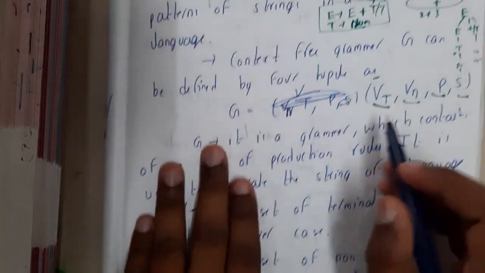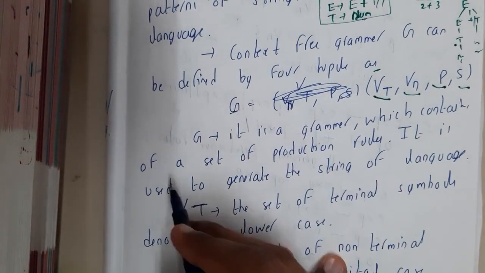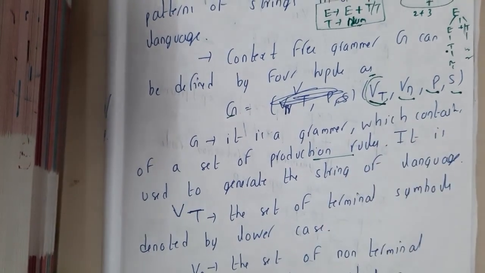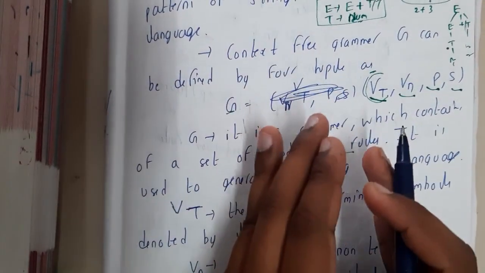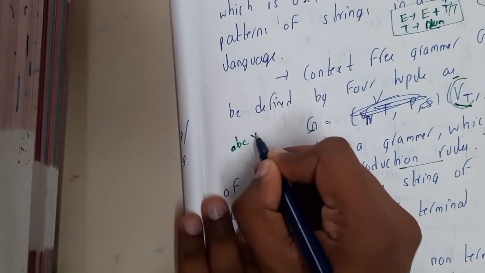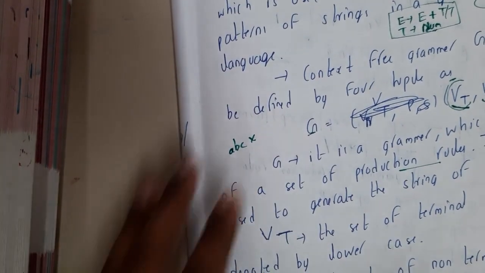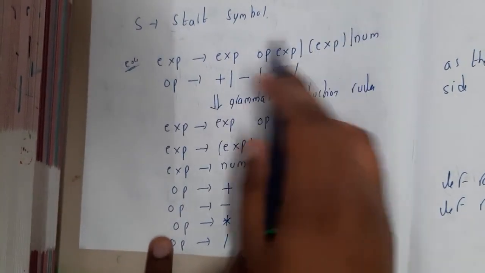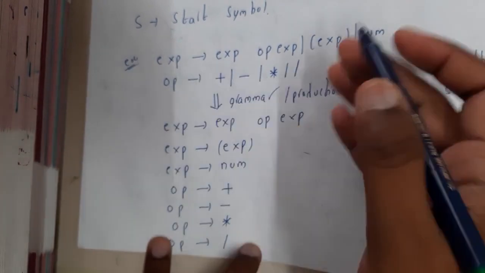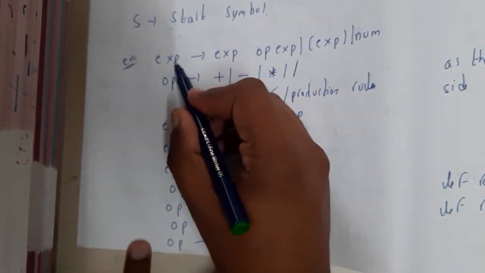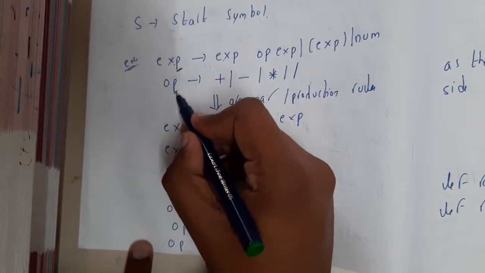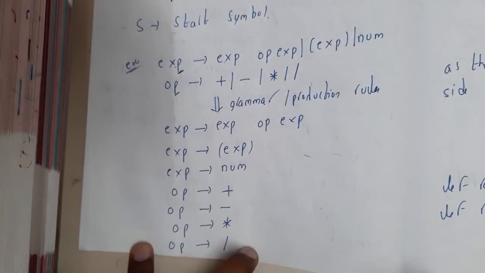Here G denotes the grammar which contains a set of production rules. VT is the terminals, I told you, right? To be specific, terminals are small letters which do not have any further production rules. If we take a small example, what are the terminals, which are not having any further productions? Here expression is having a production, so expression equals expression. Similarly, operator equals some things. Other than these two, anything will be a terminal.